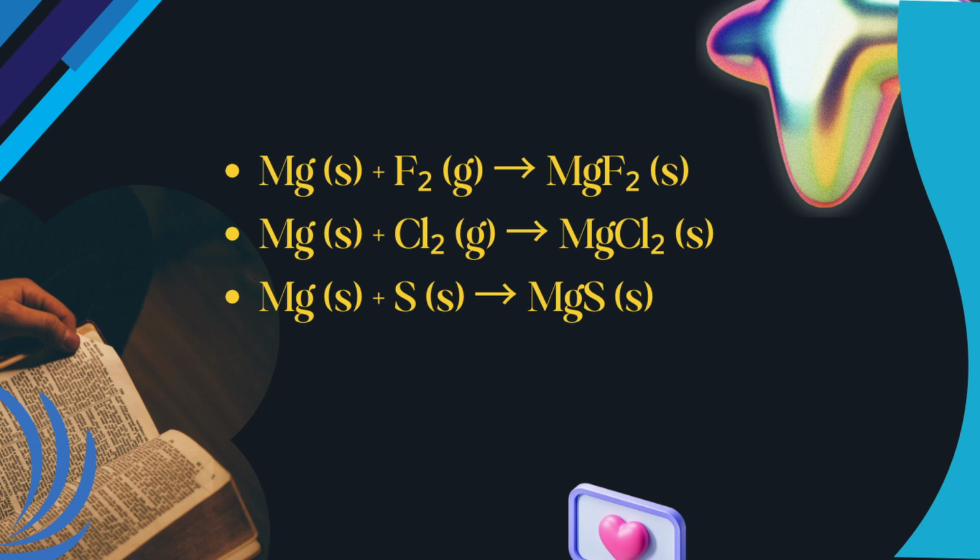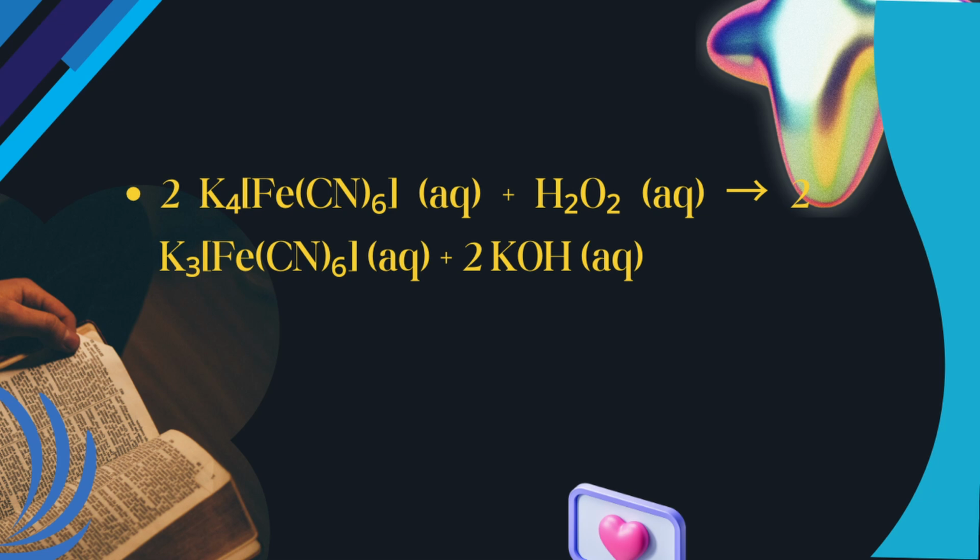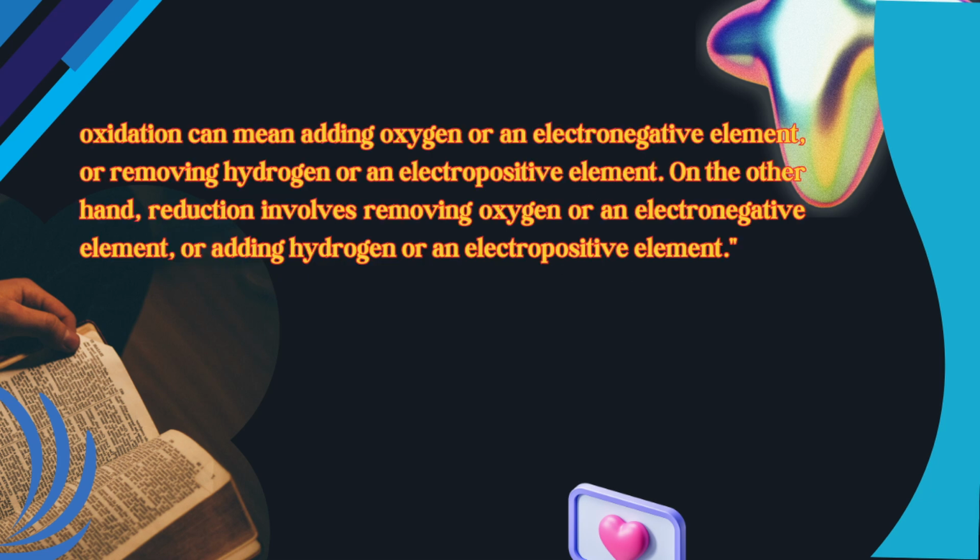Oxidation also includes the removal of electropositive elements. For example, potassium can be removed from potassium ferrocyanide in a reaction, changing it to potassium ferricyanide. To sum up, oxidation can mean adding oxygen or an electronegative element, or removing hydrogen or an electropositive element.